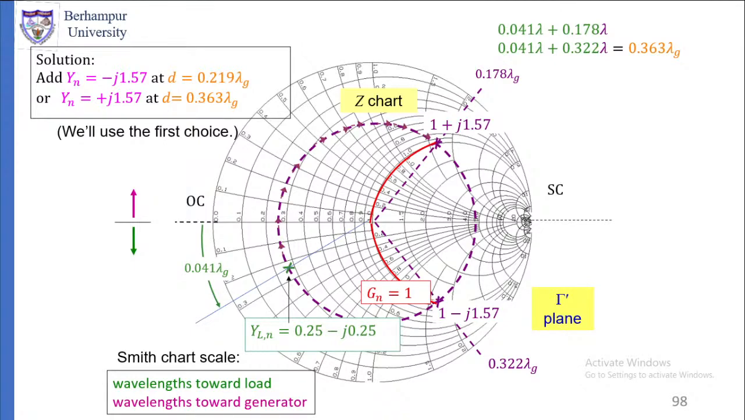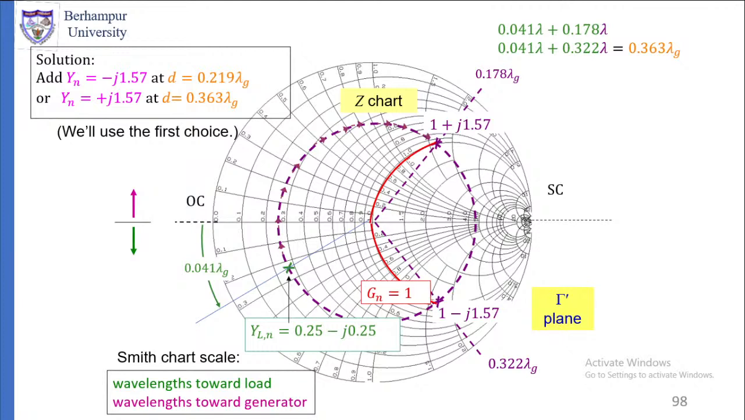For the other point, the length from open circuit to the other point is 0.322 lambda g. So 0.322 lambda g plus 0.041 lambda g is the total length from the load to the further intersection point, for 1 minus j 1.57. That gives 0.363 lambda g. So d can be equal to 0.219 lambda g or 0.363 lambda g, whichever is convenient. So we have found the distance L or d.